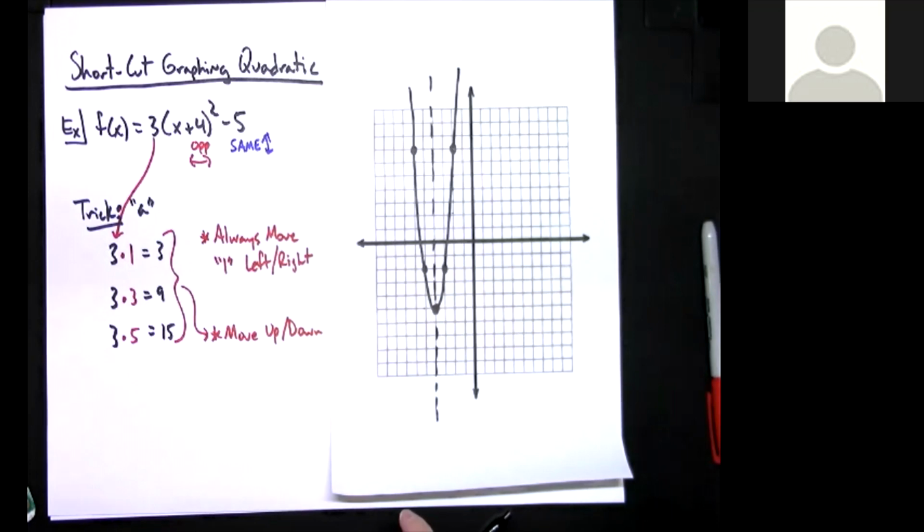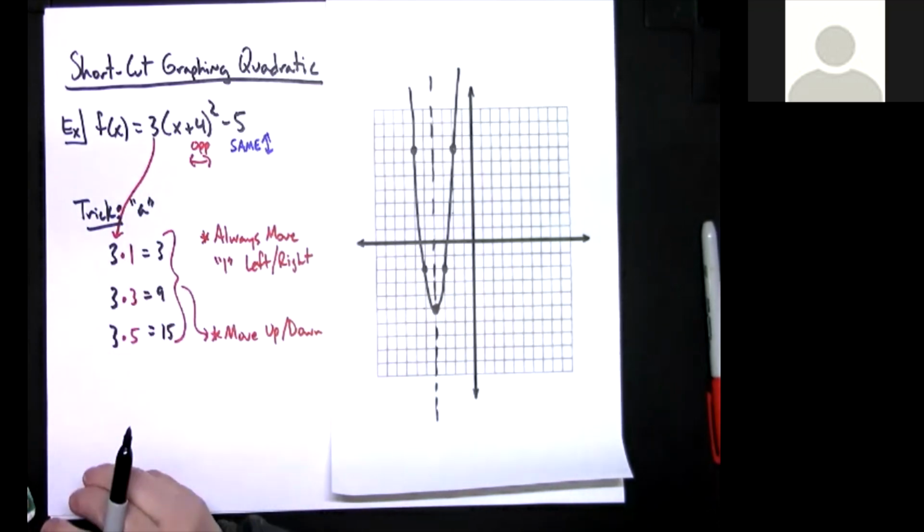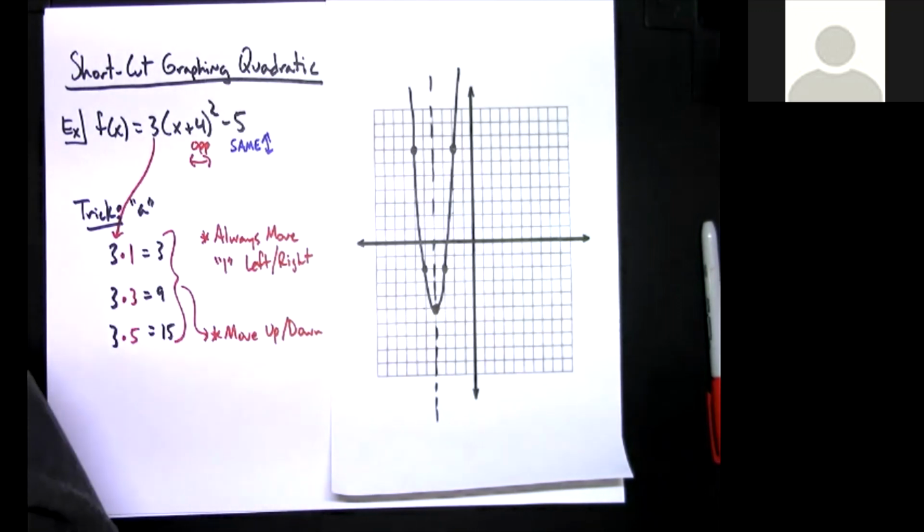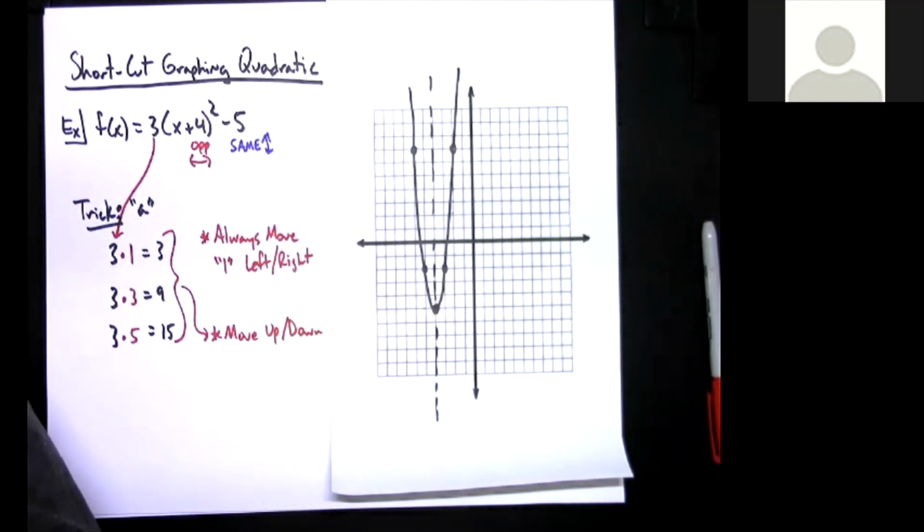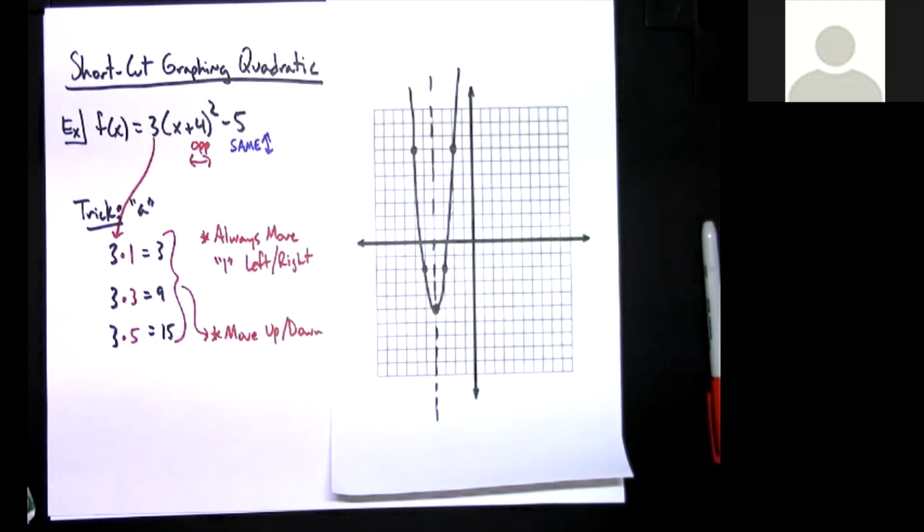Like I said, this is just a shortcut method and you don't have to memorize it by any means, but it's cool. It's a nice little trick if you've got to graph them. If nothing else, you could use it to check yourself after you graph it. You can do this real quick, check it, and see if it looks right.